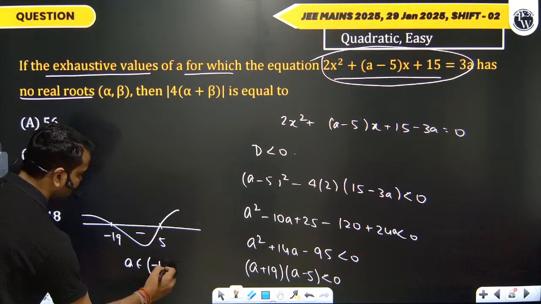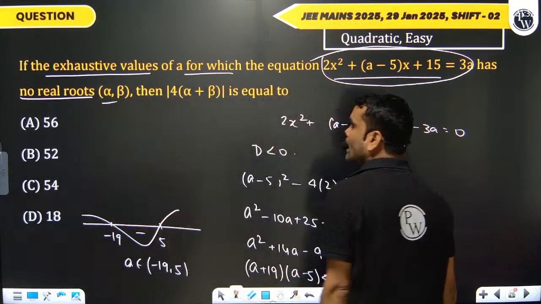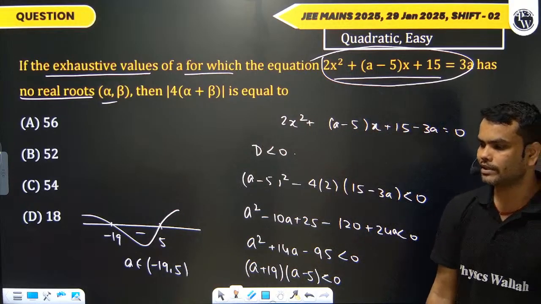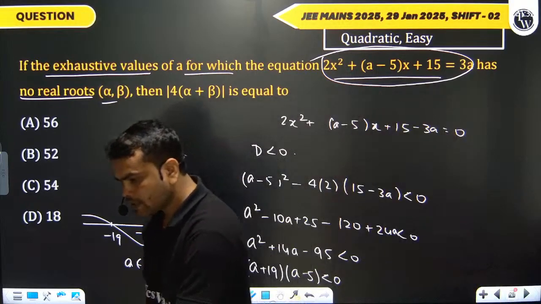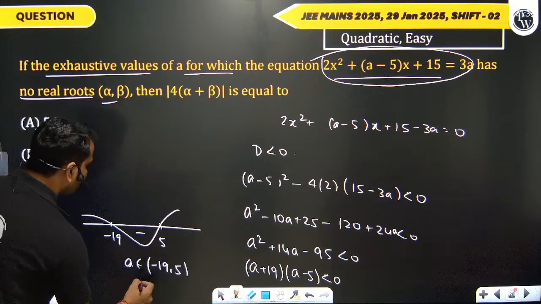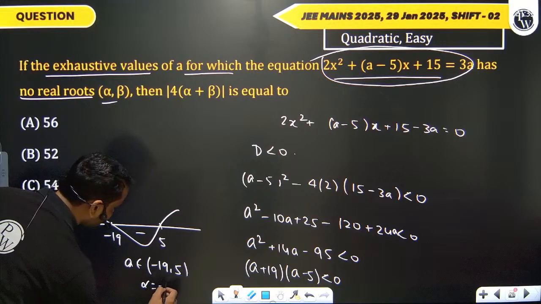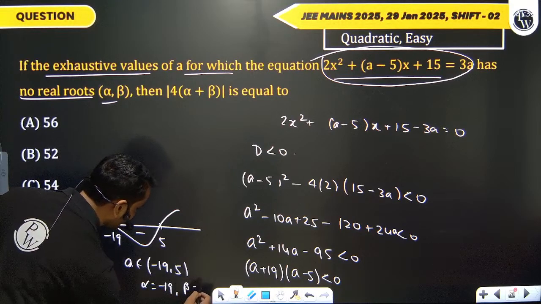So a will lie where? Minus 19 to 5. Minus 19 to 5, they are saying it is alpha to beta. So what is alpha and what is beta? It is good, Pranit is writing correctly. So this is alpha and this is beta. So alpha is minus 19, beta is 5.